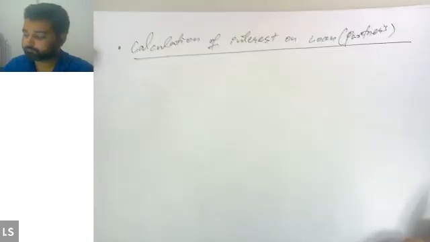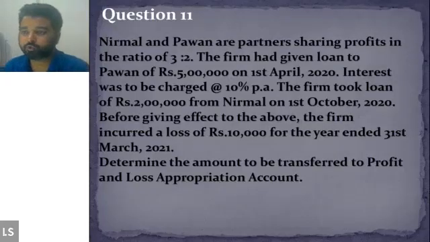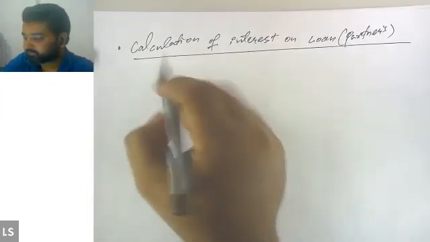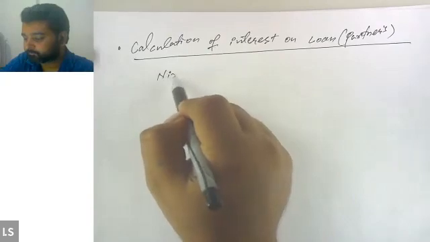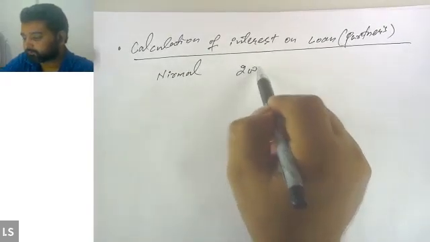Okay. Partners. So who has given a loan to the business, to the firm? The firm took a loan of rupees 2 lakh from Nirmal. In the fourth line, you can read that the firm took a loan of rupees 2 lakh from Nirmal. So Nirmal has provided a loan of 2 lakh. Correct.